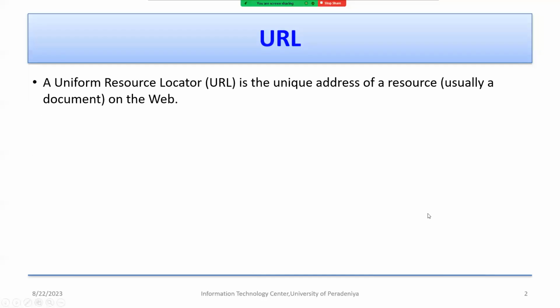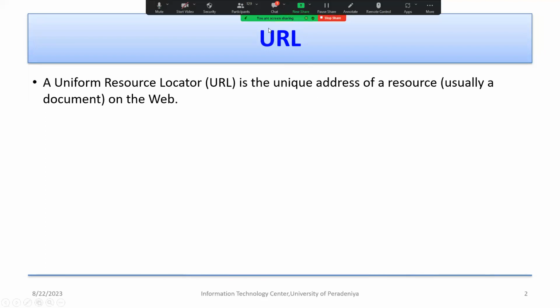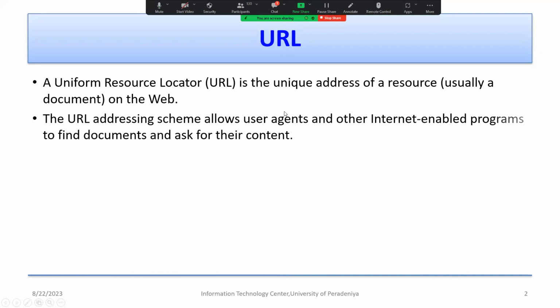Now we know what a URL is. URL means Uniform Resource Locator. This is the unique address for each resource on the web. Every resource has a unique URL. The URL addressing scheme allows user agents and other internet-enabled programs to find documents and ask for their content. So by using the URL, we can access the web resource.